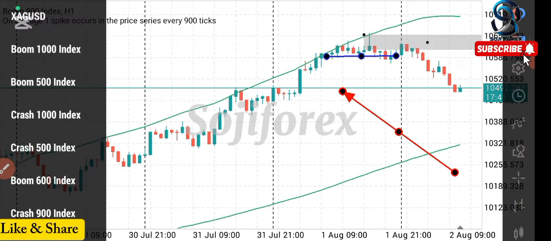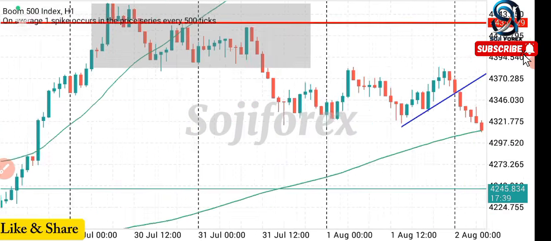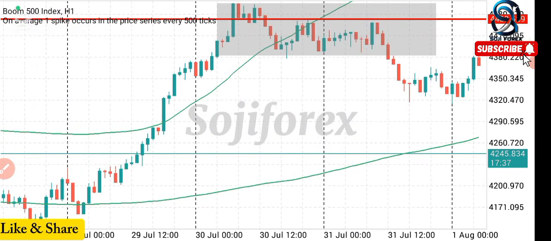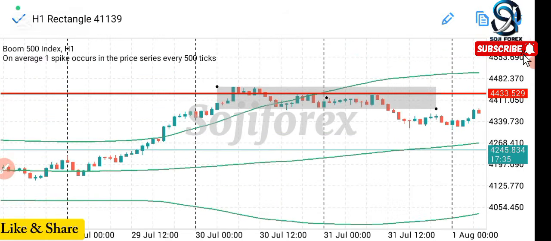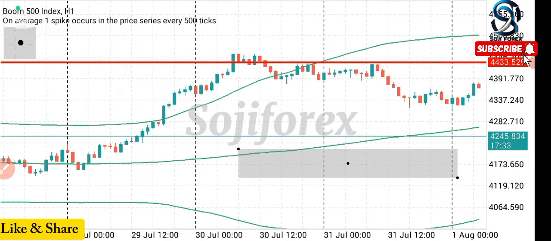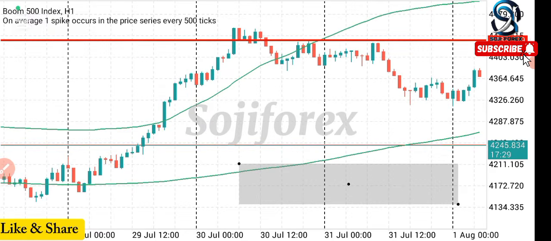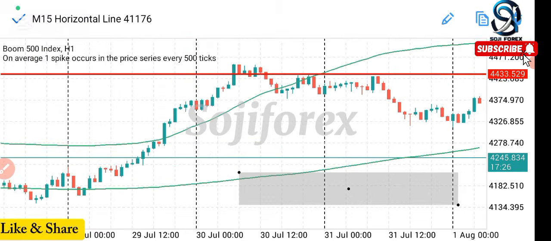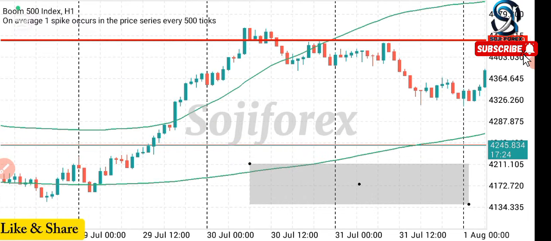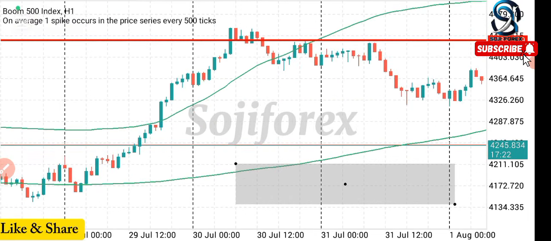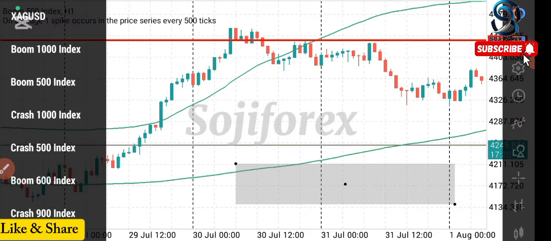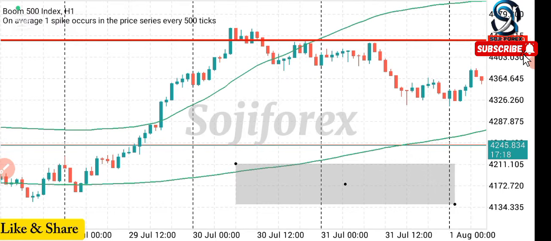I think I saw one that should be Boom 500, right? Yeah, let's look at this on Boom 500. I marked all of these zones because I actually took trades in those zones. So let's look at this. This is a higher time frame. This is the 1 hour time frame. So let's look at how this plays out.